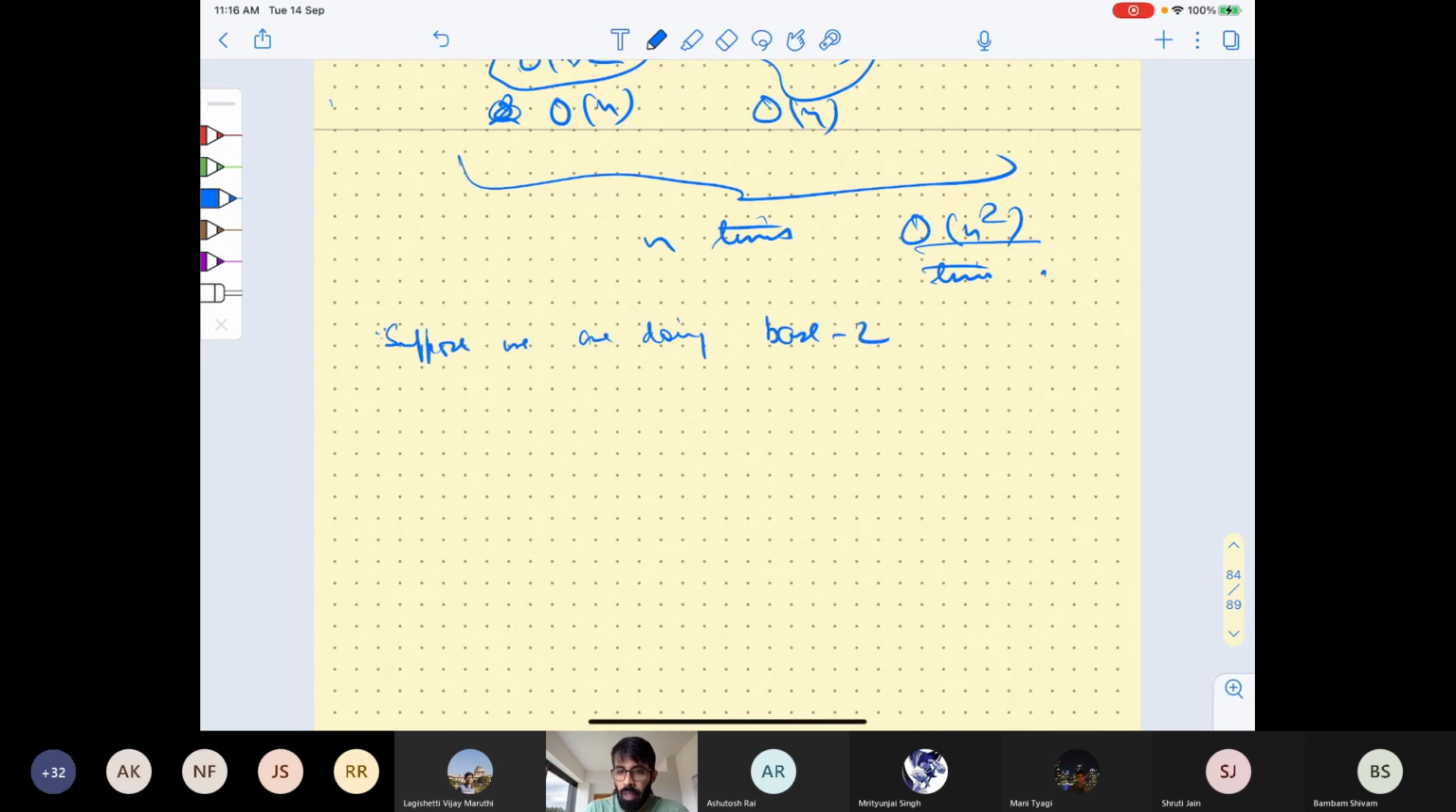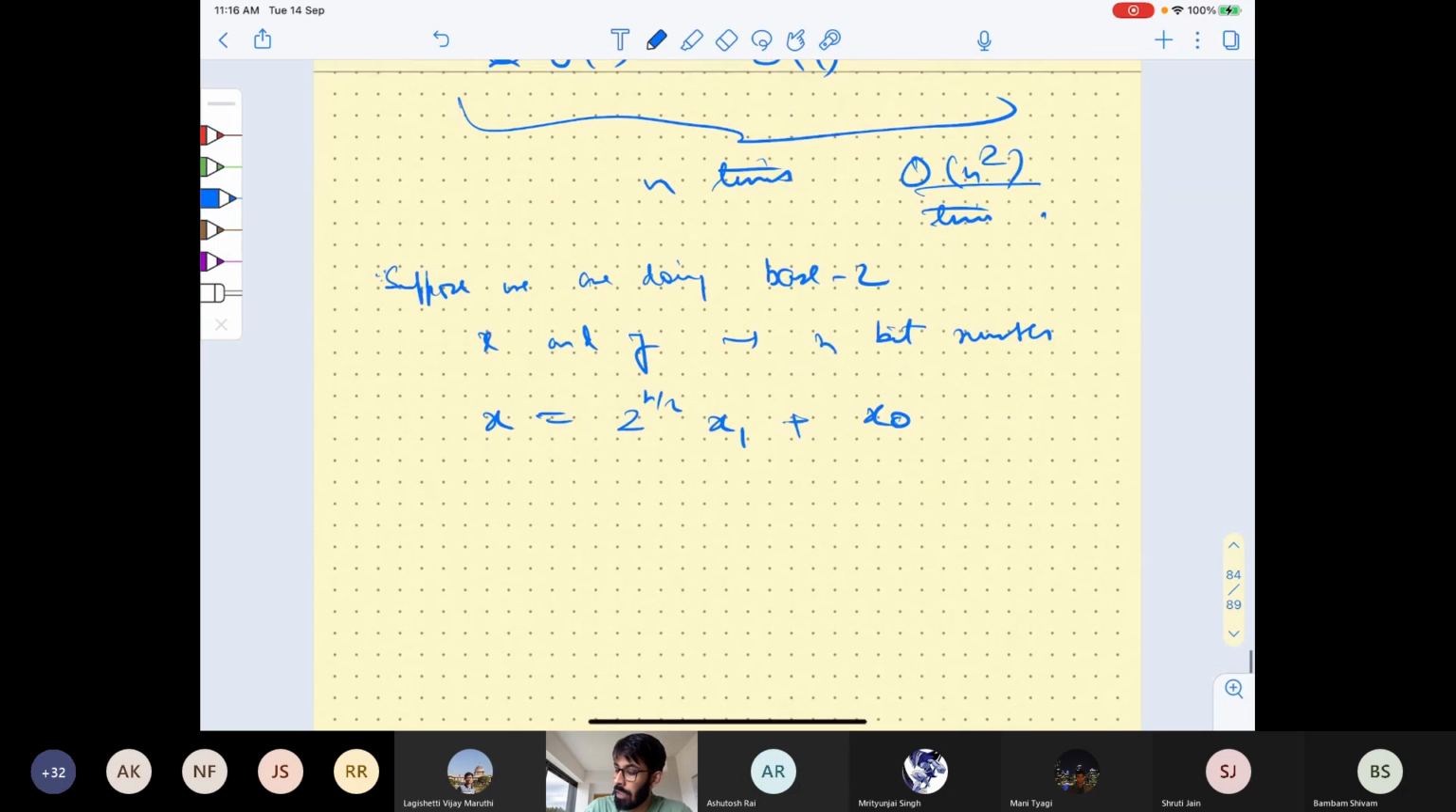Okay. Suppose the numbers are x and y, n-bit numbers, and let x equal 2 to the n over 2 times x1 plus x0. So x1 is the first, most significant half of the number x, and x0 is the less significant half. And y is defined similarly. I'm assuming that n is even, because that is not going to make much of a difference.